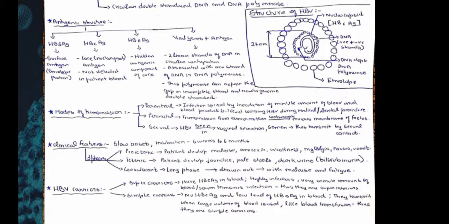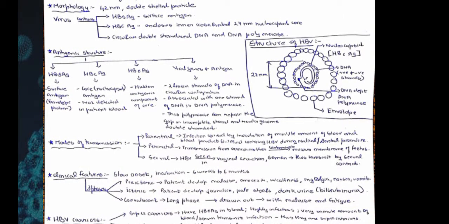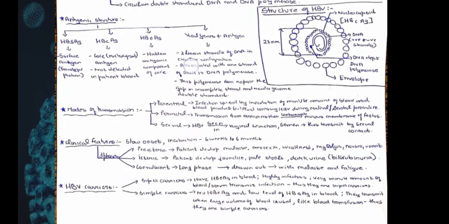Coming on to the viral genes and the antigen, the two linear strands of DNA are present in a circular configuration. It is associated with one strand of DNA and it has a DNA polymerase. This polymerase repairs the gap in the incomplete strand and also renders the genome double-stranded. The structure of HBV is given on the right side, that is, it has a length of 27 nanometers and the nucleocapsid contains the HBc antigen, while the DNA present is positive and negative strands both coiled, and the DNA-dependent DNA polymerase is present inside with it, and the outer part is known as the envelope.